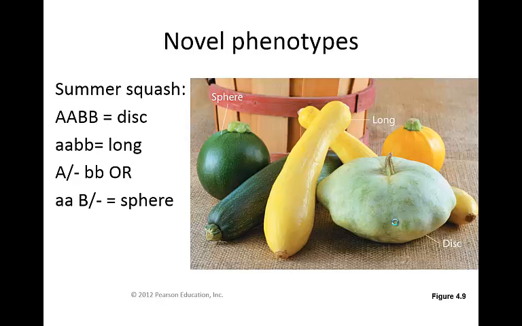You may also see sometimes novel phenotypes. So in summer squash, if you have two homozygous dominant traits, you would have this disc-shaped sort of squash. If you have the two homozygous recessive, you have a long-shaped squash. This looks to me like a normal squash grown in the garden. If you were to cross these two, such that you had one dominant and one recessive, either one, it doesn't matter, either the dominant A, recessive B, or dominant B, recessive A, you can get this sphere shape.